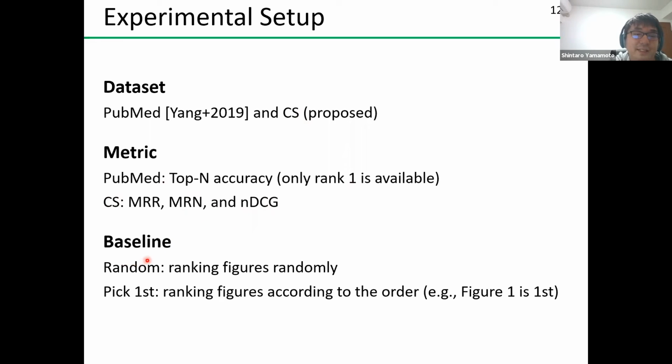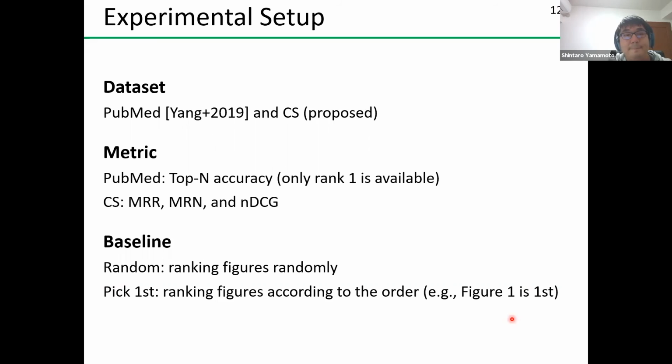As a baseline, we first use a random baseline, which ranks figures randomly. We also compare with a pick first baseline. In this baseline, figures are ranked according to the order. So for example, figure 1 is ranked first and figure 2 is second.